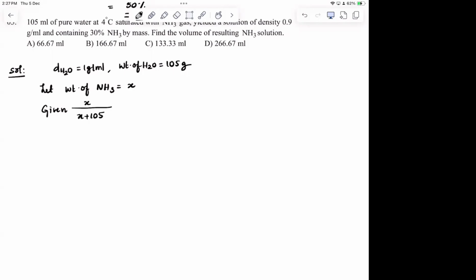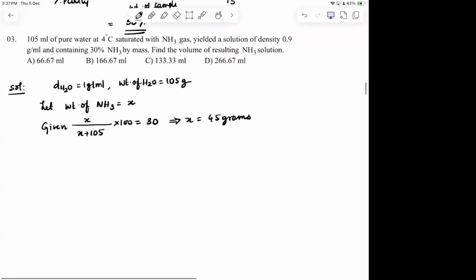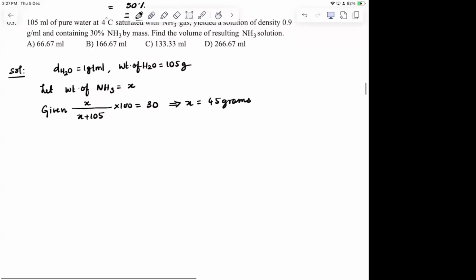X plus 105, this is the total mass, into 100. This percentage is given as 30 because it is given as 30 percentage by mass. Correct? So that implies solving for X, it is coming out to be, I think, 45, I guess. Yeah, 45 grams. So in this, 105 plus 45 grams is the total amount of weight. So total weight is coming out to be 150 grams.